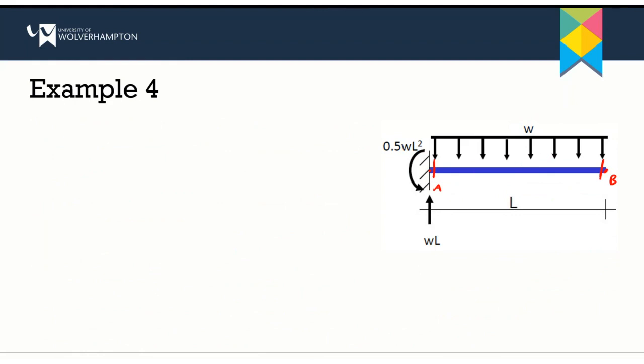Now, because I have a UDL, a uniformly distributed load, I would need to perform a section at the beginning and at the end of the load, but it happens that these points coincide with the beginning and the end of the beam. So because of that, it is the same two sections.